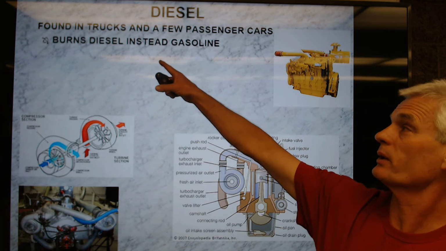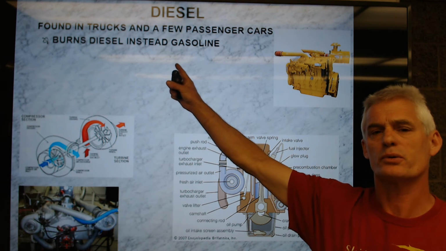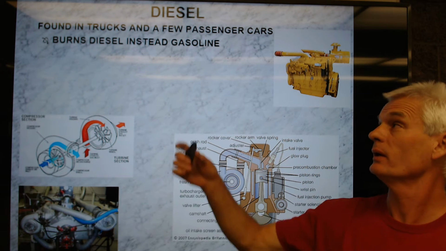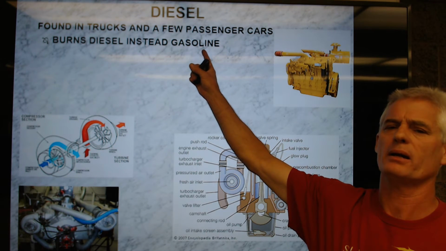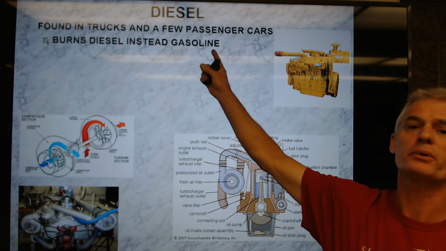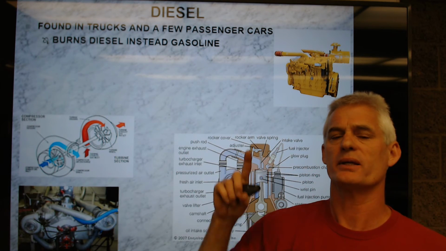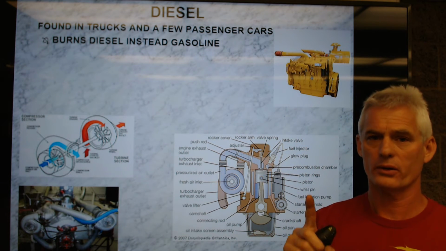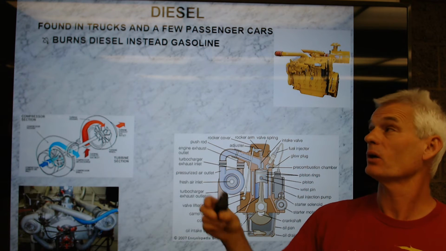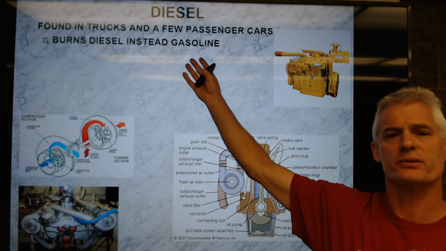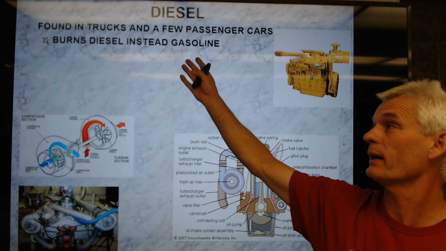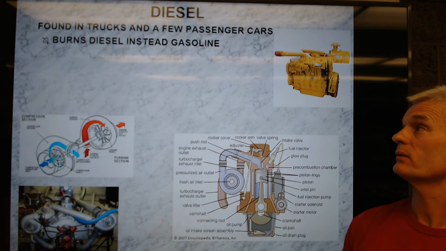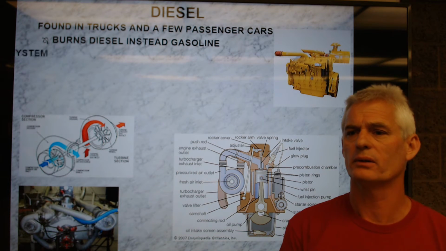So in diesels, we're going to burn diesel instead of gasoline. Now they're both made from crude oil. Diesel's a little less refined. Diesel has more energy per gallon. A gallon of gasoline at sea level has about 114,000 British thermal units. A British thermal unit is the heat energy that it takes to raise the temperature of 1 pound of water 1 degree Fahrenheit. So gasoline has 114,000 BTUs of heat energy per gallon. Diesel has about 140,000. So about 20% more energy in a gallon of diesel.